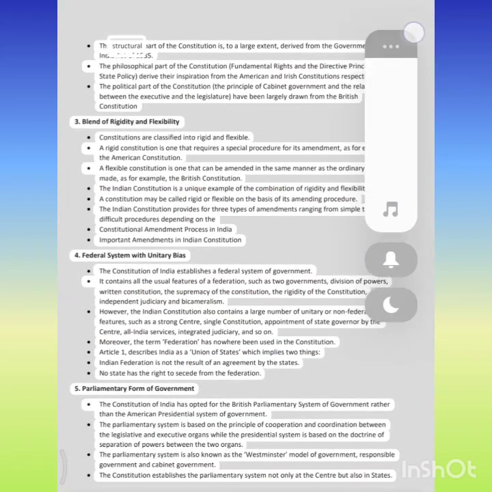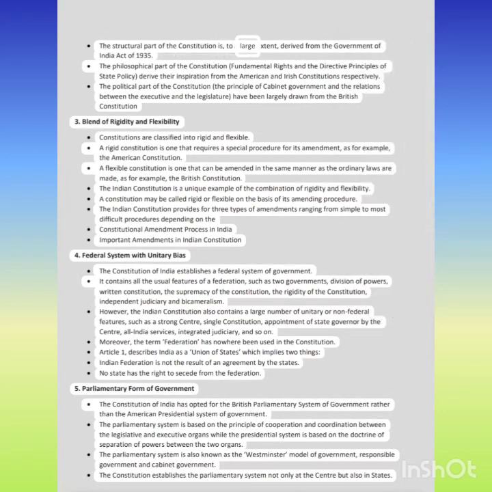The structural part of the Constitution is, to a large extent, derived from the Government of India Act of 1935. The philosophical part of the Constitution, fundamental rights and the directive principles of state policy, derive their inspiration from the American and Irish constitutions respectively. The political part of the Constitution, the principle of cabinet government and the relations between the executive and the legislature, have been largely drawn from the British Constitution.